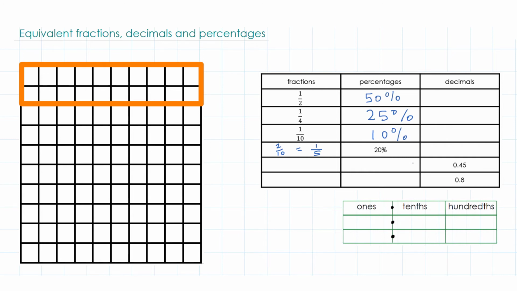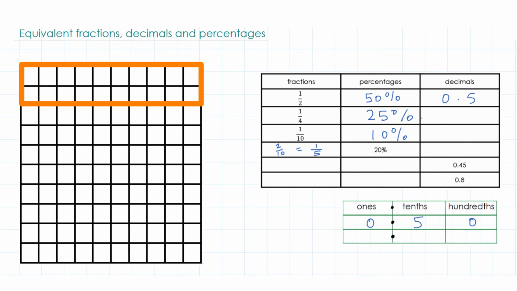50% is 50 out of 100. It's 50 hundredths. So 50 hundredths, how do we write that in our place value chart? Well, like this. That's how you write 50 hundredths in the place value chart. So we've got our decimal, 0.5. We don't need our 0 in the hundredths because that's worth nothing. So 0.5 and 50% and a half are all equivalent.